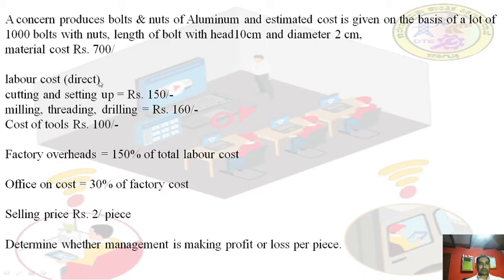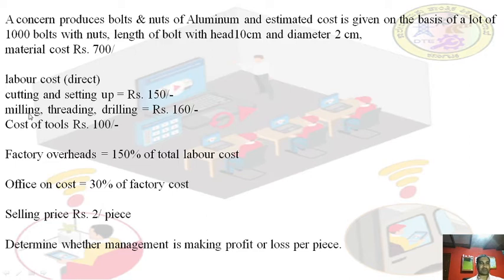So the labor cost is given. The direct labor cost is cutting and setting up. There are two kinds of operations, and both are considered direct labor cost. For the labor working on cutting and setting, the labor cost is rupees 150 for 1,000 bolts.